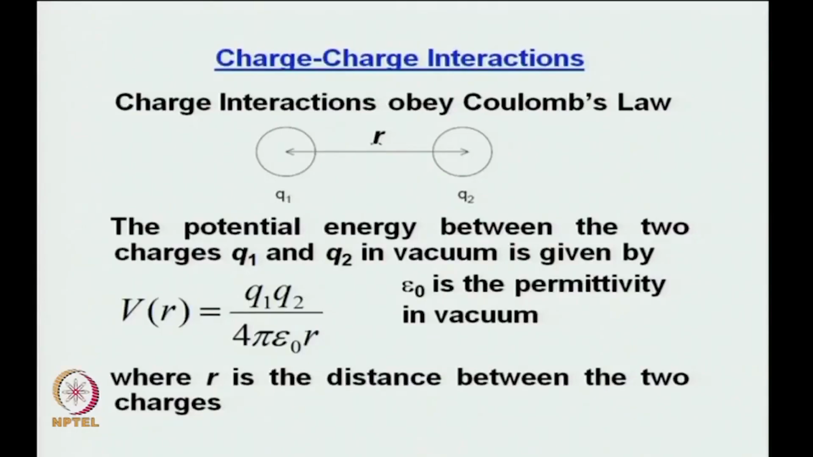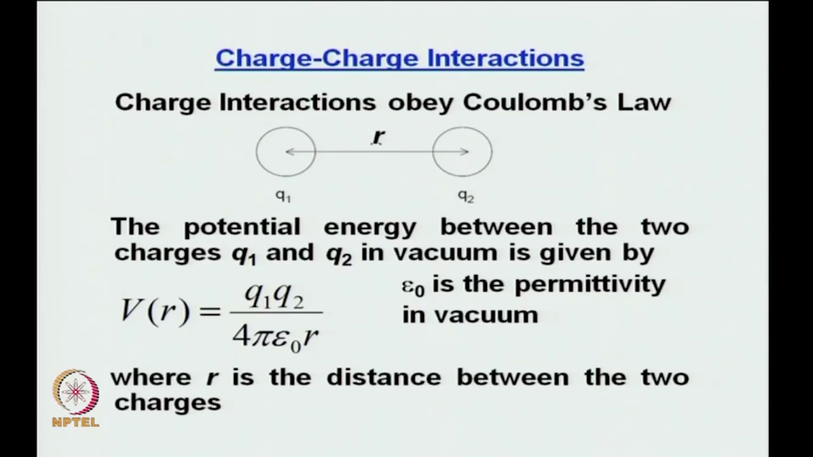So let us quickly look at the charge interactions. The charge interactions obey Coulomb's law, the potential energy. So here are two charges Q1 and Q2 shown by spheres, and the potential energy in vacuum, remember in vacuum, is given by V of r equals Q1 Q2 by 4 pi epsilon 0 r, right. What is epsilon 0? It is the permittivity in vacuum. What is r? The distance between the two charges. Okay. Now this is in vacuum though, that means you have nothing else.